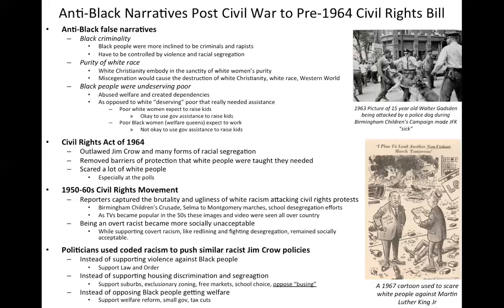So right about that time is when the modern Republican Party forms, and we'll talk about each step and how that forms, starting from Wallace to Goldwater to Nixon. But they decide to create this new party.